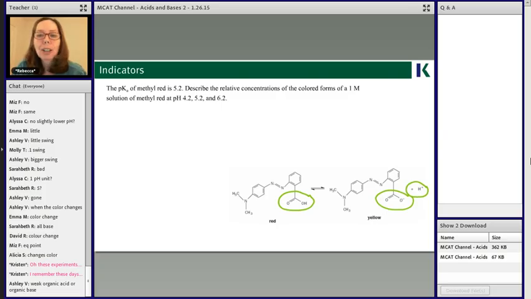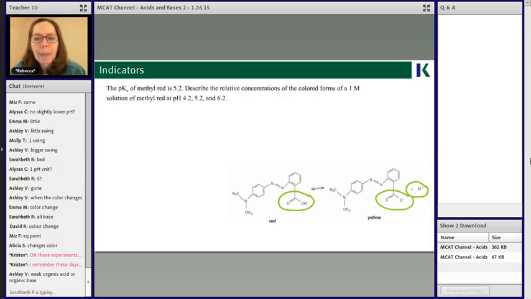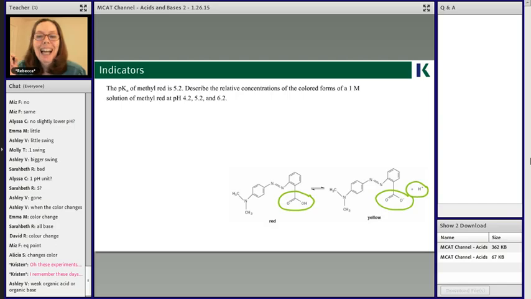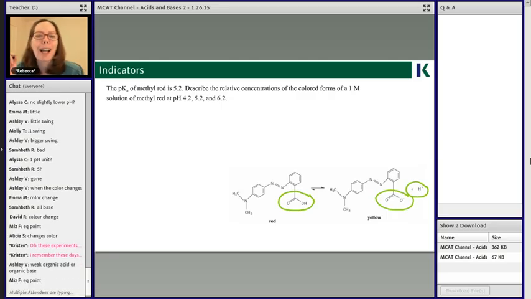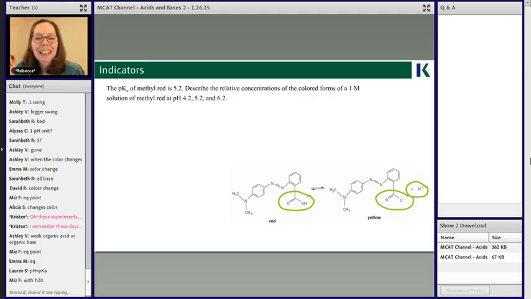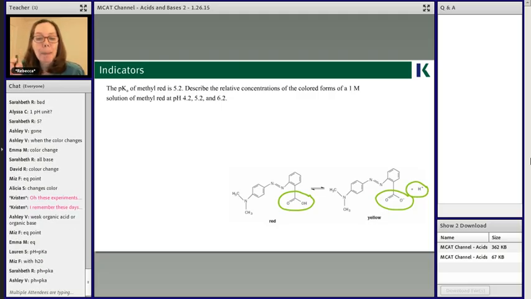And guess where? Let's think about this. Where would it change color? Okay. We have a 1 molar solution, and we have 3 possible pHs, 4.2, 5.2, and 6.2. And its pKa is 5.2. What's going to be true at pH 5.2? And you're right, Ashley, it can be either organic acid or base. What's going to happen at pH 5.2? What does our friend Henderson-Hasselbalch tell us? The pH equals the pKa.